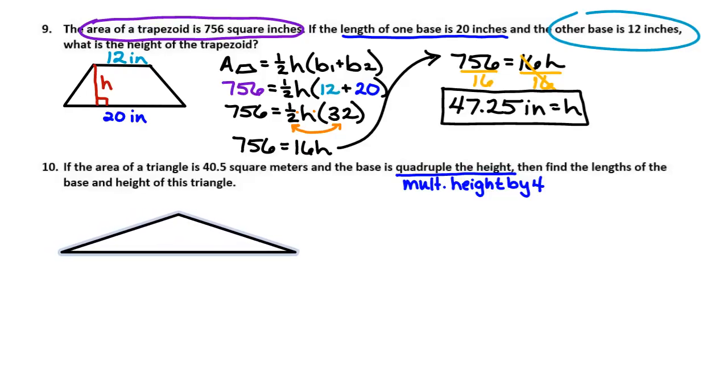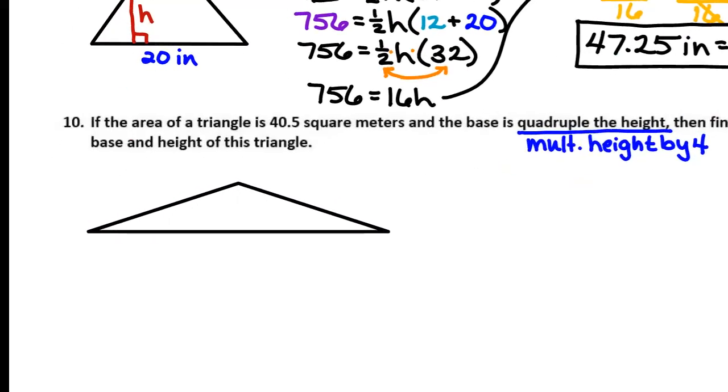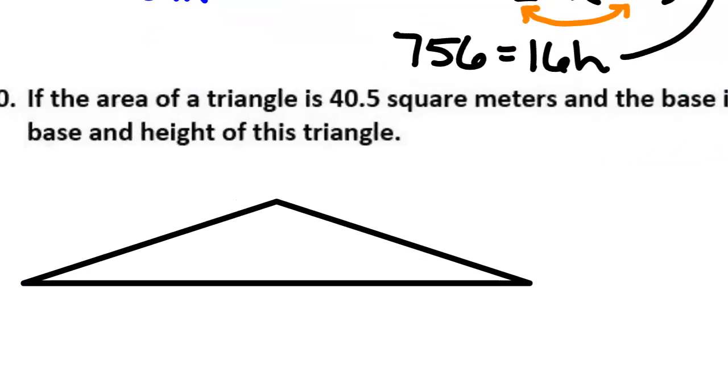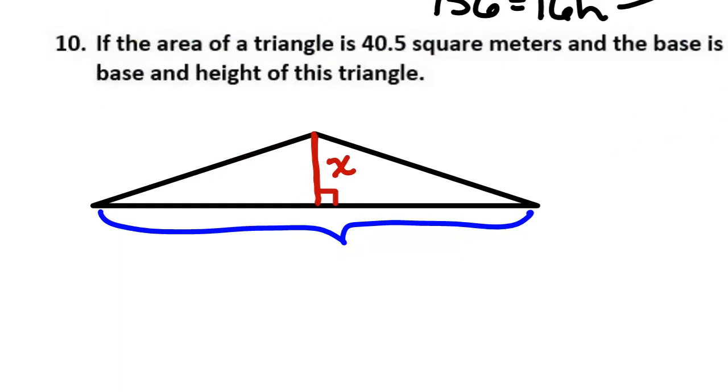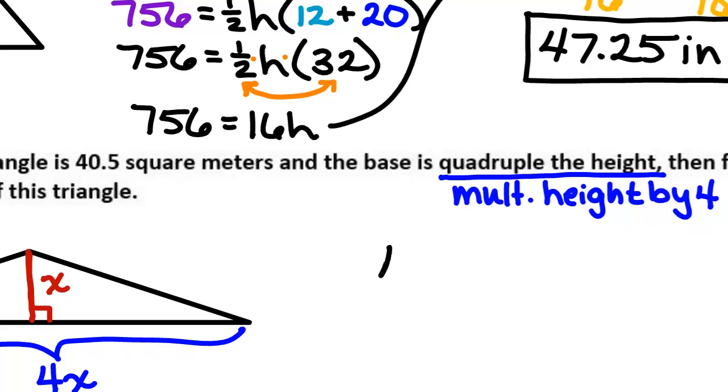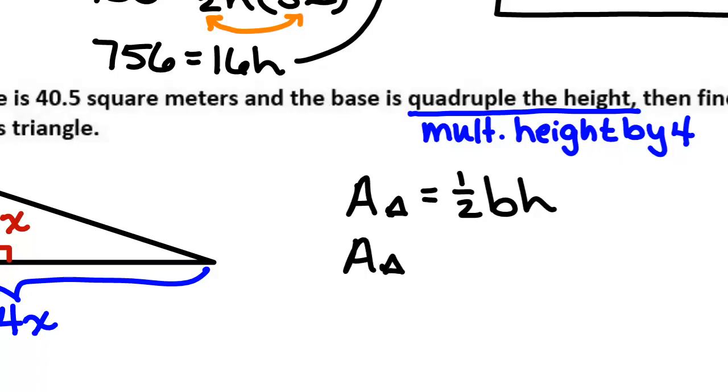I know that it's wider than it is tall because the base is quadruple the height. So if I let the height right here be called x, how big would the base be then? 4x, yes. Our area formula for a triangle, we had 1/2 base times height. And we had 1/2 AB times the sine of C.